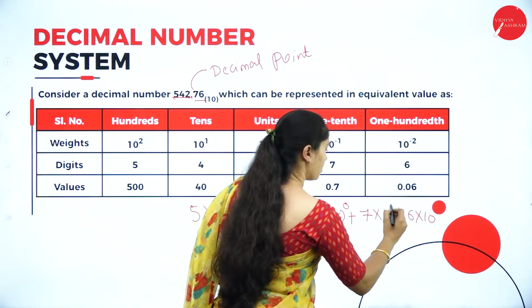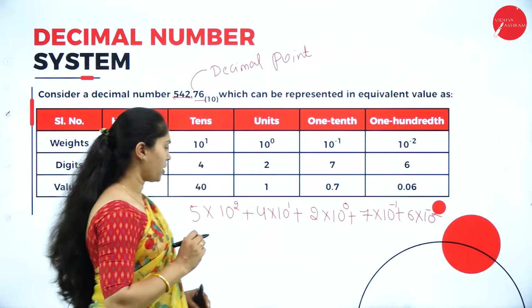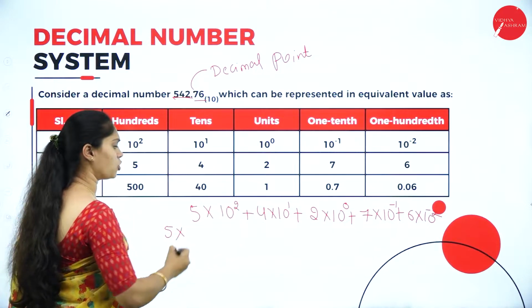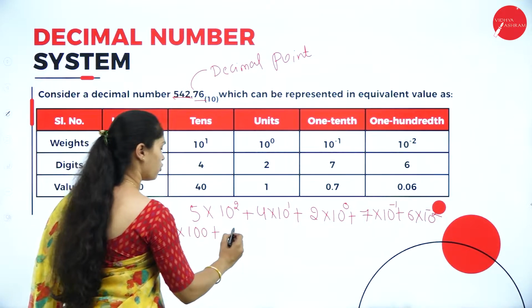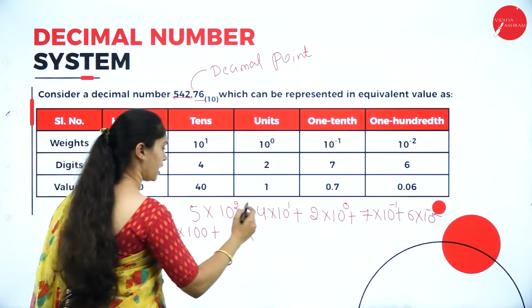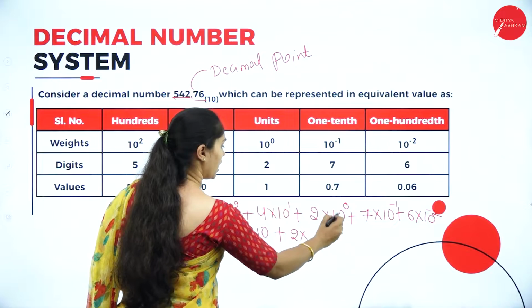So that's why it will become 10 power minus 1. This is 10 power minus 2. After that, how am I going to represent it? 5 into 10 power 2, that is 10 into 10, how much? 100. Right? Plus 4 into 10 power 1. So 10 power 1 is 10 into 1, that is 10 itself. Plus 2 into 10 power 0.